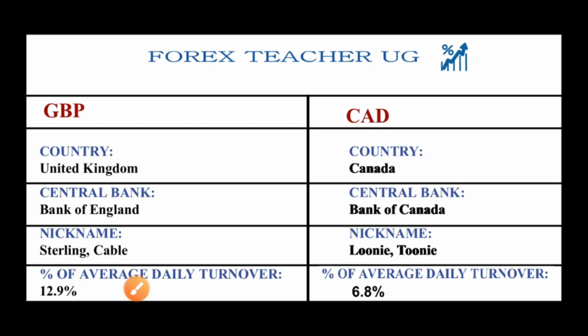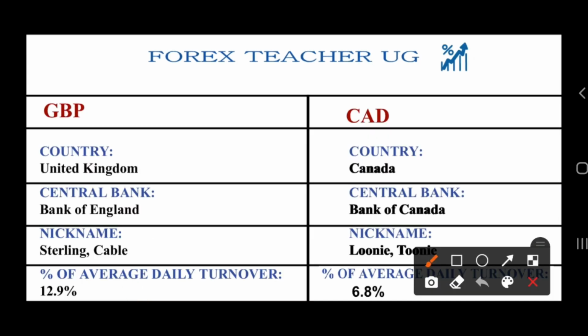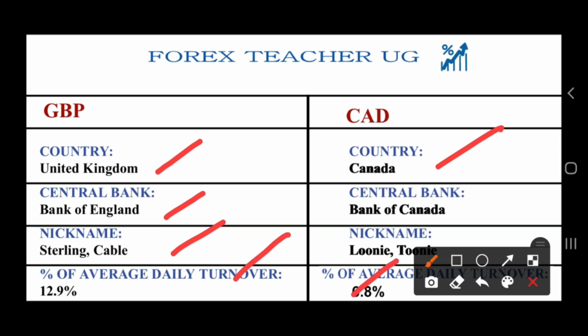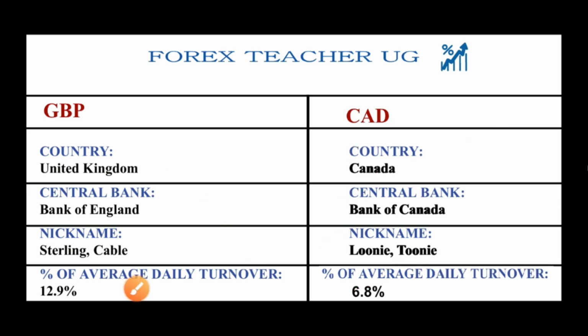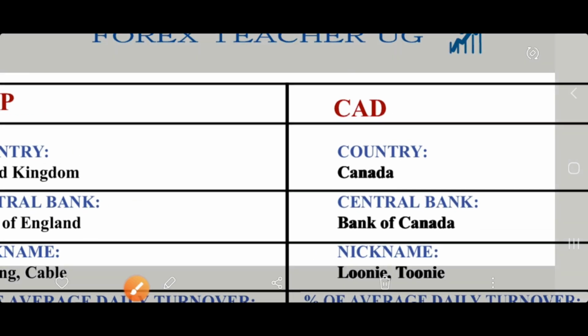So of the GBP and CAD, GBP, of course, is from the UK, as we can see here, and the bank is the Bank of England, the nickname is cable or sterling, and the average daily return is 12.9, and here we see the average daily return is 6.8. The nickname is only Bank of Canada, then the country is Canada, like how we have actually been seeing.